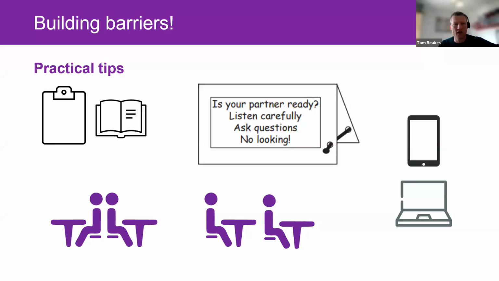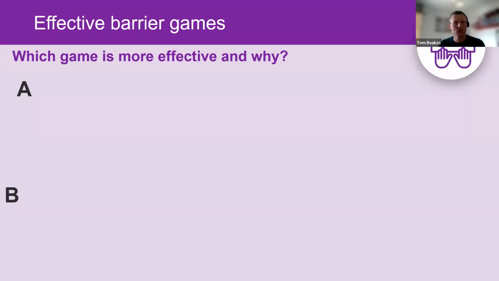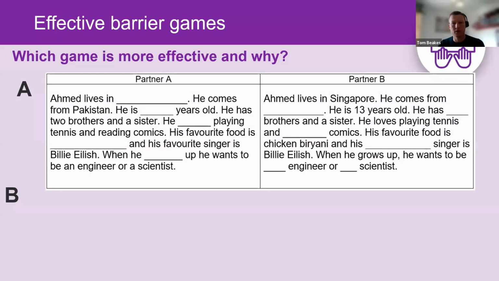Okay, so we've talked a lot then about different kinds of barrier game and what makes some barrier games effective for certain types of language and skills, and what makes other barrier games better for others. So I'm just going to give you a quick quiz here. I'm going to give you an example of two barrier games. The first barrier game here is a gap fill. So partner A has a text with gaps. Partner B has the same text with different gaps, and they have to ask questions to fill in the gap.